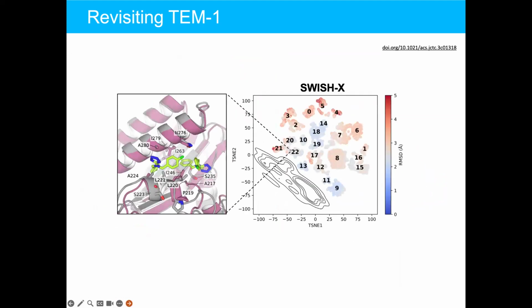Now, if we look more at the details, this time we color the cluster as a function of the root mean square deviation from the crystal structure. You see that there are clusters that are very close to the crystal structure. So their root mean square deviation is very close to the one of the crystal structure.